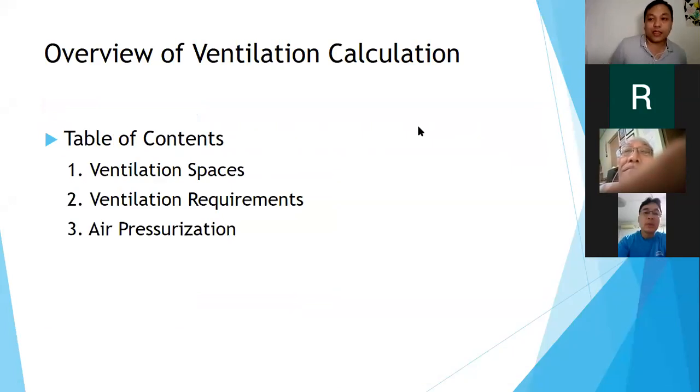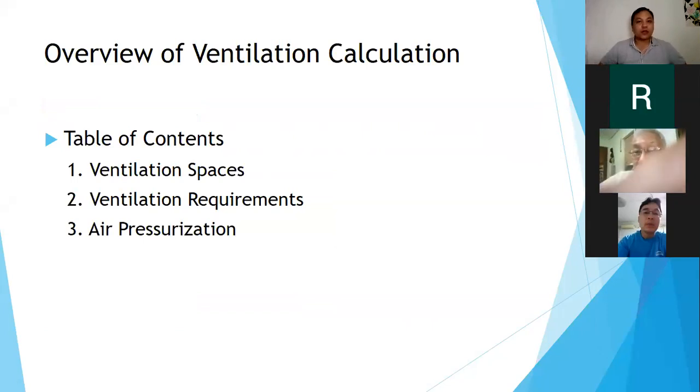So for tonight, we will study 3 things. First, ventilation spaces. What are the ventilation spaces? Second, ventilation requirements. How are we going to know what are the ventilation requirements for each space? And last one is air pressurization or airflow control.